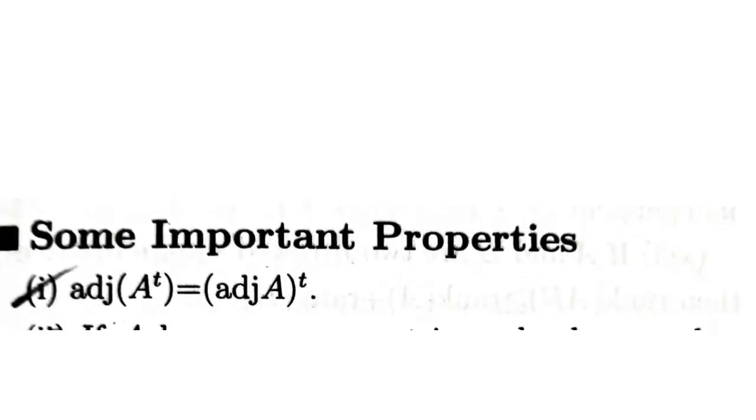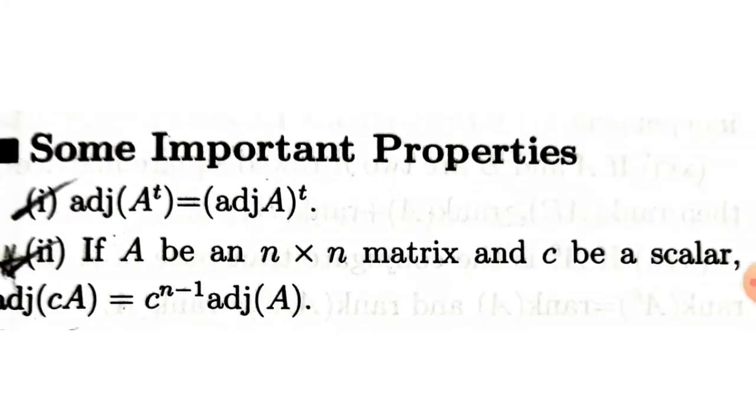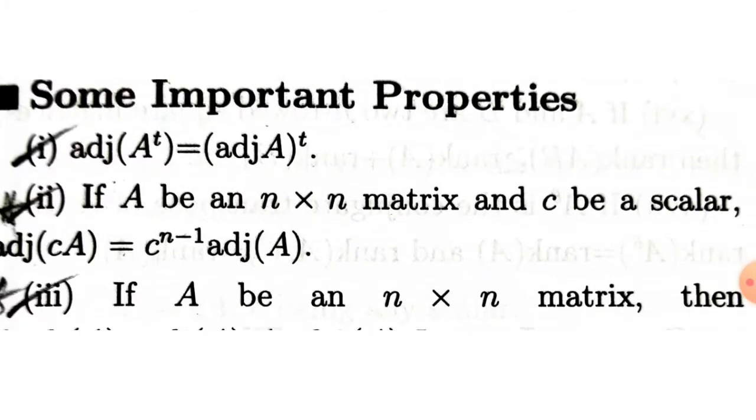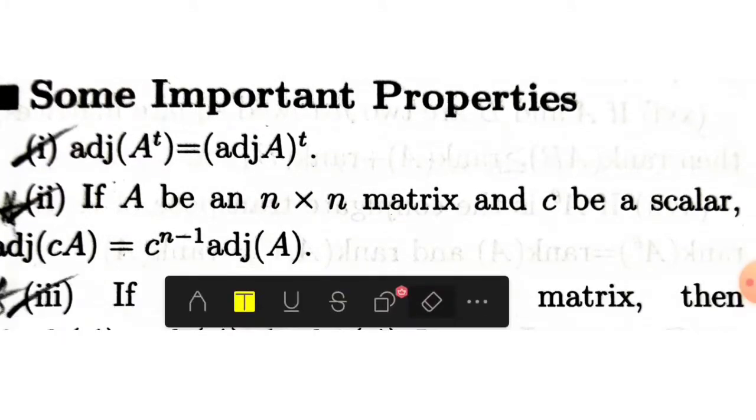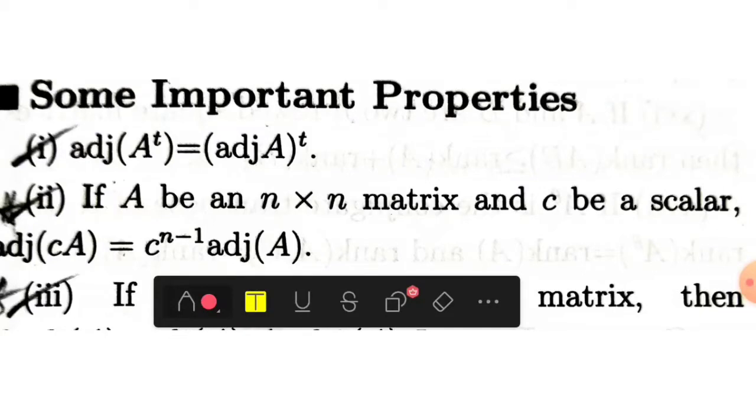Now we have to know some important properties. Here is the first property. Adjoint of A transpose is equal to adjoint A whole transpose. This is the main property and the first property.